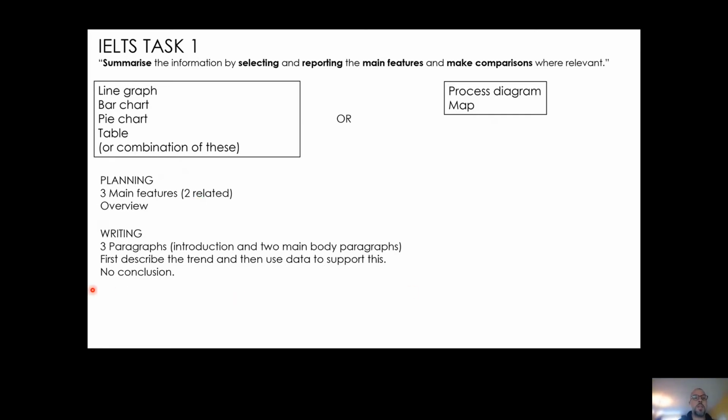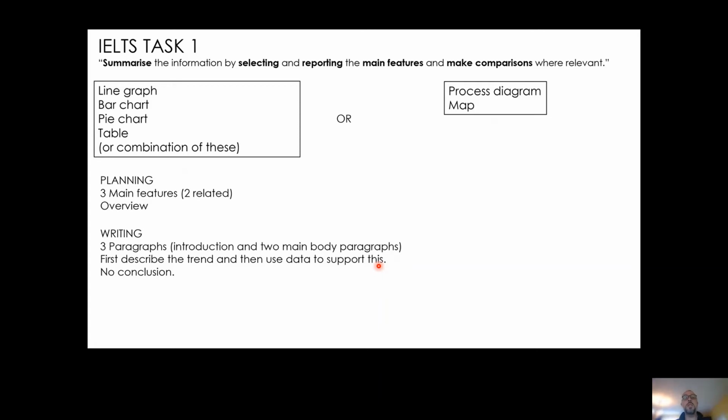As you'll see, I'm writing three paragraphs here. One of them will be an introduction. Two of them will contain the main information I've looked for in terms of my three features. Two of those related to each other in the same paragraph. I'm trying to follow a system where first I describe a trend and then I use data to support the trend. Now, this is important because many people lose points for cohesion and coherence in IELTS Task 1 writing. So cohesion and coherence is how easy is it for the reader to follow what you're talking about.